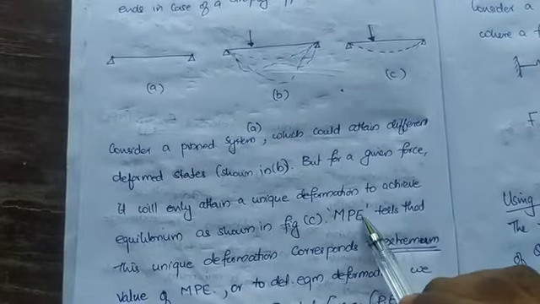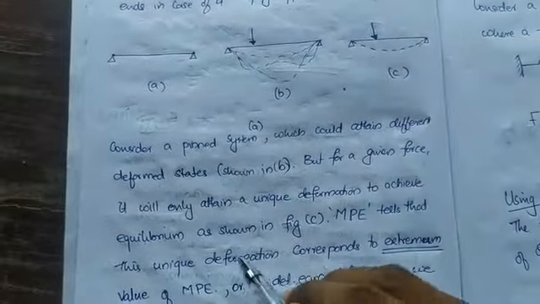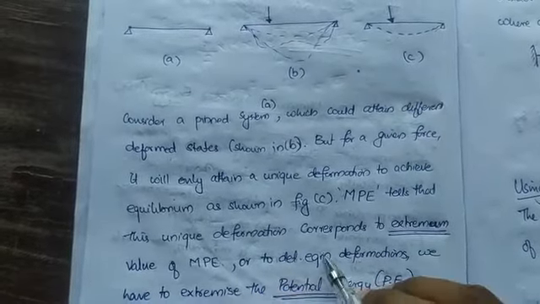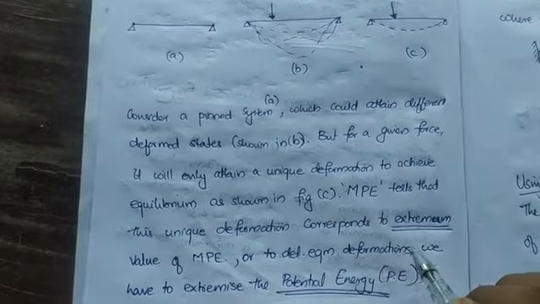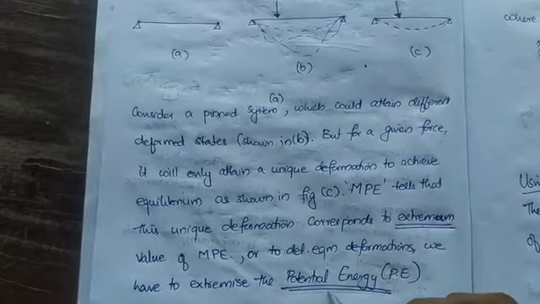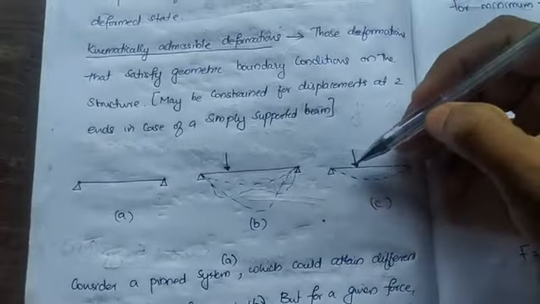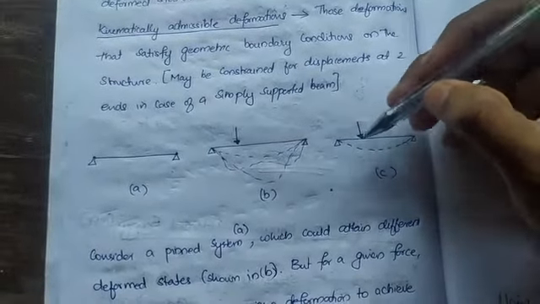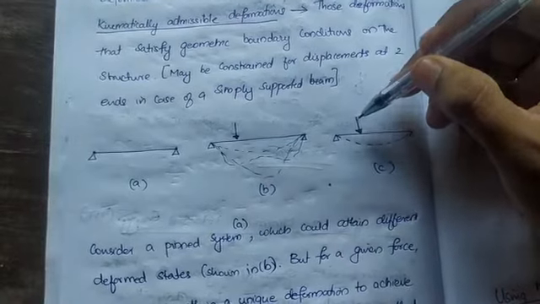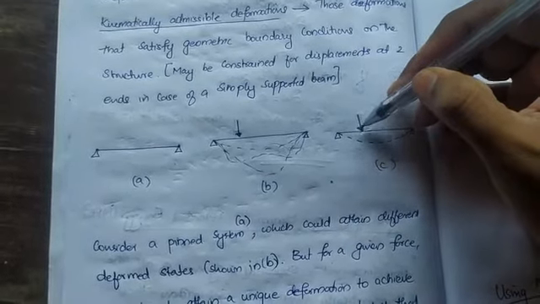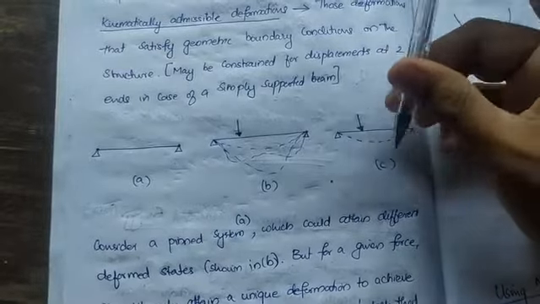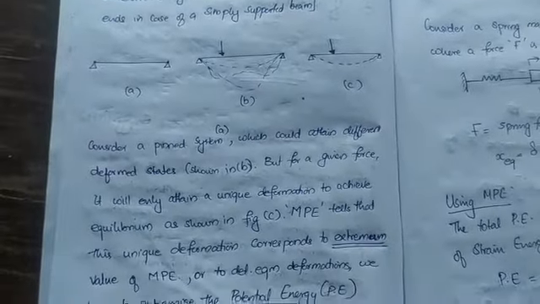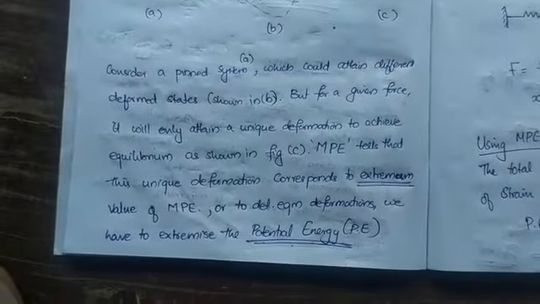So the minimum potential energy theorem tells us that this unique deformation corresponds to an extremum value of the potential energy, or determines the equilibrium deformations. We have to extremize the potential energy. That means at this point, the potential energy will be extremum. That means it will be maximum or minimum.